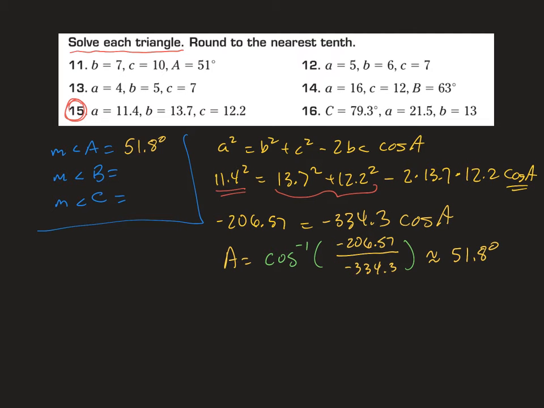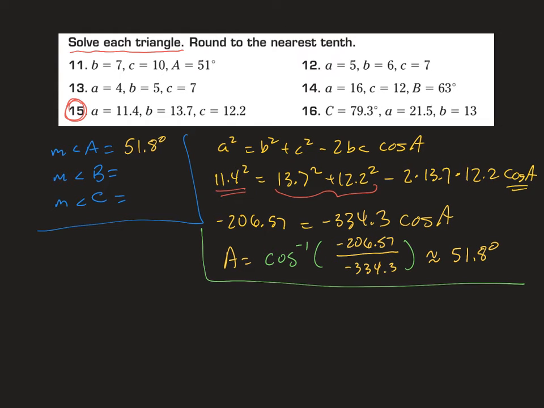I'm going to have to do the law of cosines again to get angle B. I suppose I could do law of sines as well, but I'll do the law of cosines because we're practicing that. And then we'll use subtraction to get angle C. So for angle B, let me see if I can fit this right on the slide. I'm going to draw a little line here to separate that.